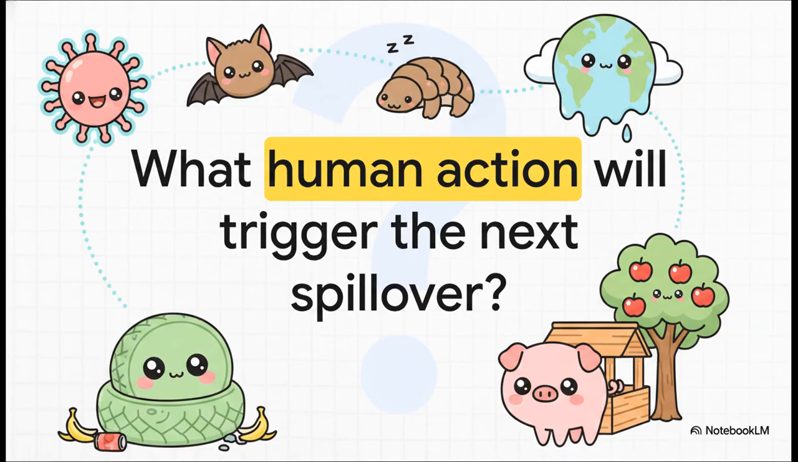I'm leaving you with this to ponder. Based on the massive, microscopic interconnectedness we've seen today, how will our changing environment dictate the next global threat? As we continue to reshape the planet, what seemingly harmless human action, like tossing out an old tire or building a pig pen under a fruit tree, what will trigger the next great spillover?